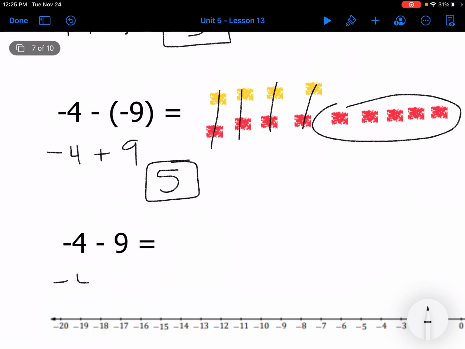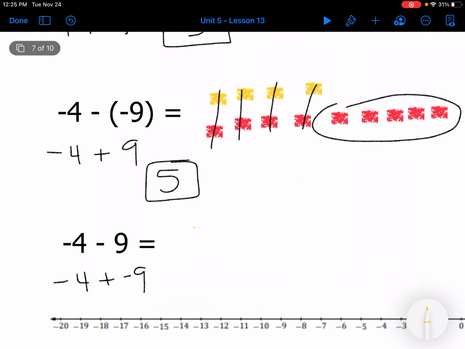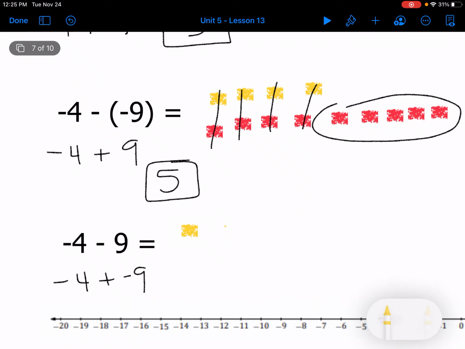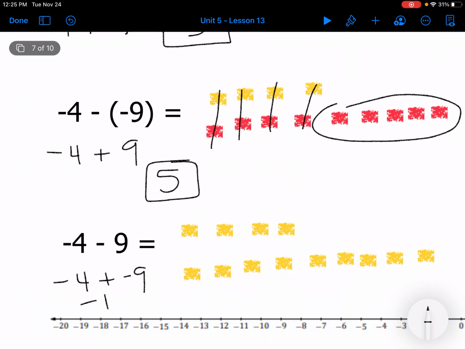Last one, negative 4 plus negative 9. So again, I'm going to draw it out. 1, 2, I like the crayon better. 1, 2, 3, 4, and then 1, 2, 3, 4, 5, 6, 7, 8, 9. Can't make any zero pairs, so I know my answer has to be negative 13.